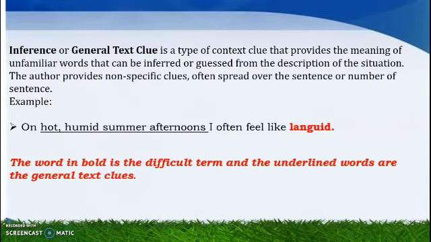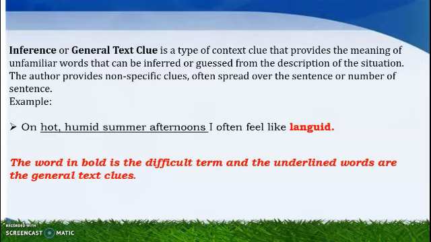Another type of context clue is the inference or general text clue. It is a type of context clue that provides the meaning of unfamiliar words that can be inferred or guessed from the description of the situation. The author provides non-specific clues often spread over the sentence or number of sentences. For example, on hot, humid summer afternoons, I often like languid.